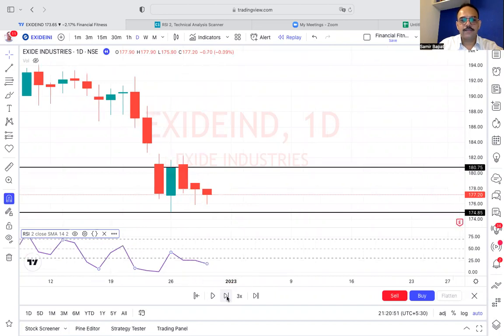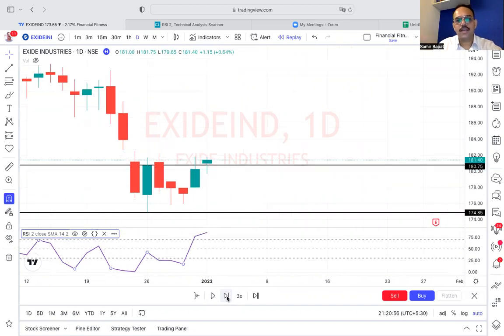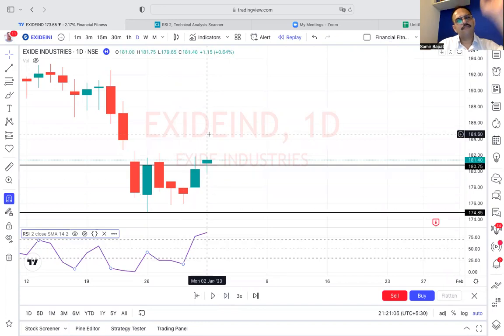Stop loss is not hit. Day 3, stop loss is not hit. Day 4, it has gone back. Day 5. Okay. Now, as I said, this trade should not be taken more than 5 or 6 days.